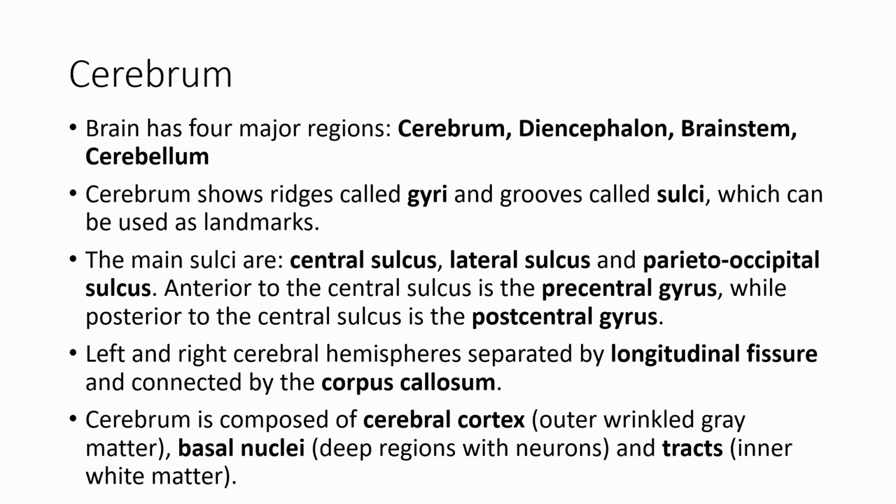So we have four major regions of the brain: the cerebrum, the diencephalon, the brainstem, and the cerebellum. We're only going to focus on the cerebrum for this video. We'll have a whole other video that gets into the rest of that.